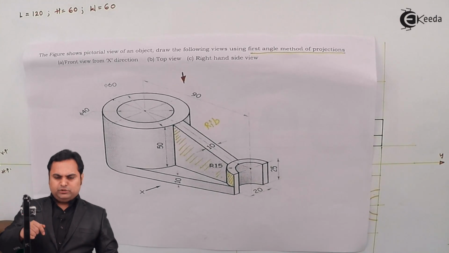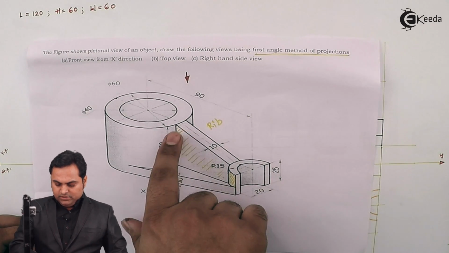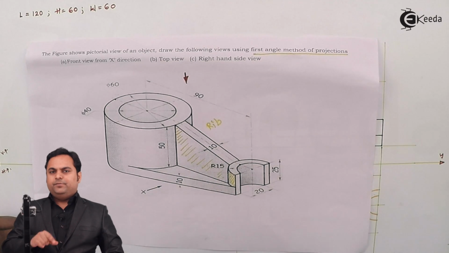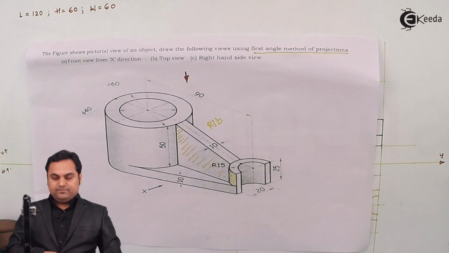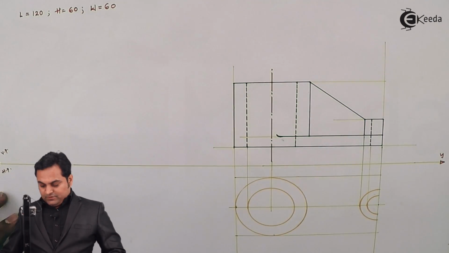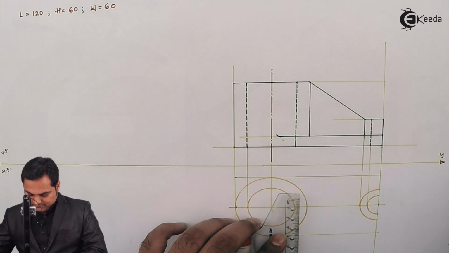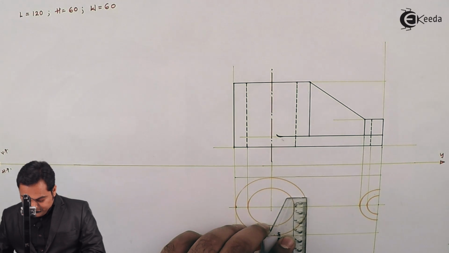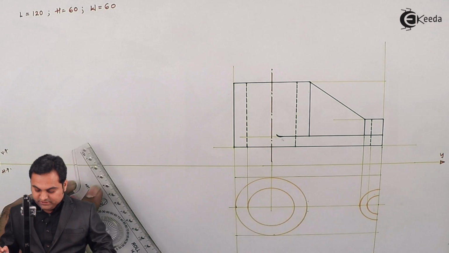So when we are looking from top, this rib is also visible and it will be appearing as a rectangle. Instead of it being inclined, it will appear as a straight rectangle of width 10 mm, connecting the cylinder with the semicircular part. So I'll draw this rib here, having 10 mm width. So measuring 5 mm on both the sides from the center line.